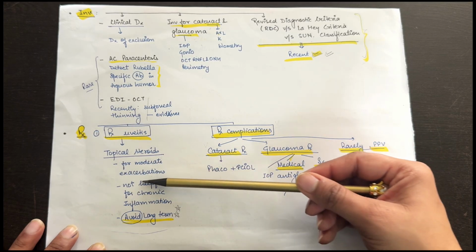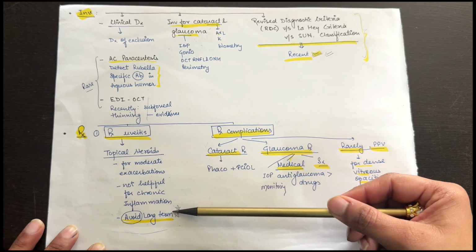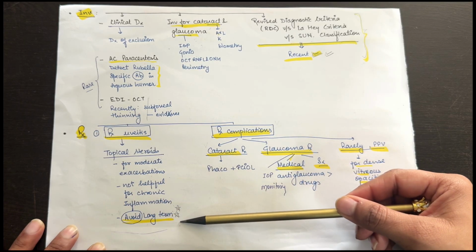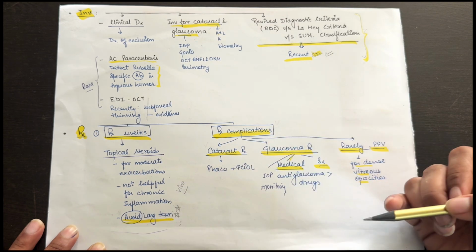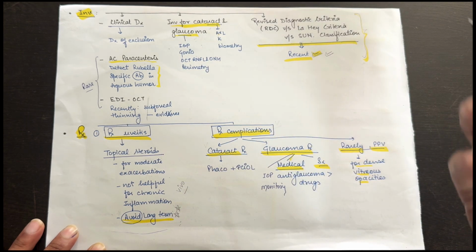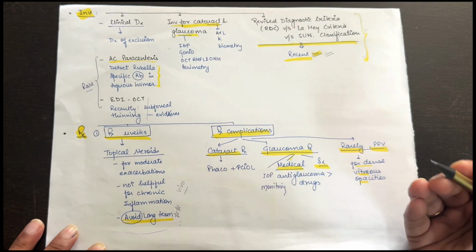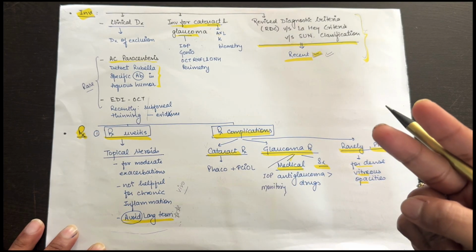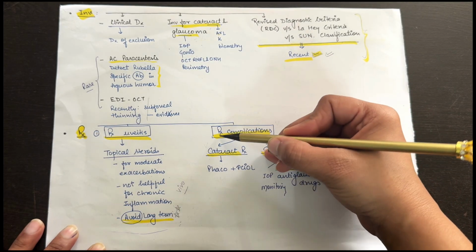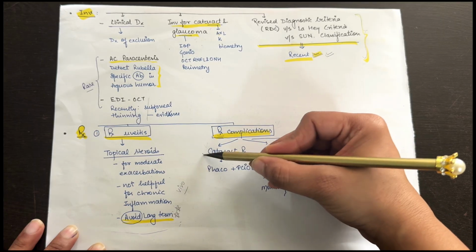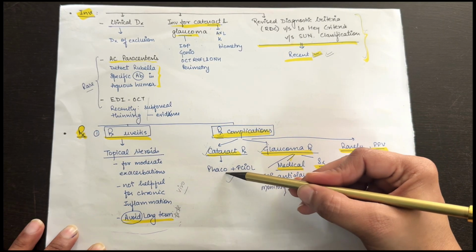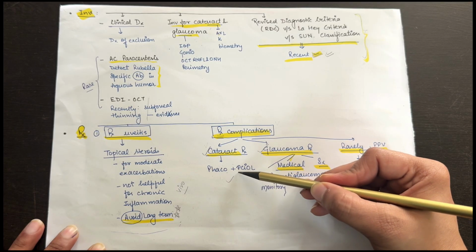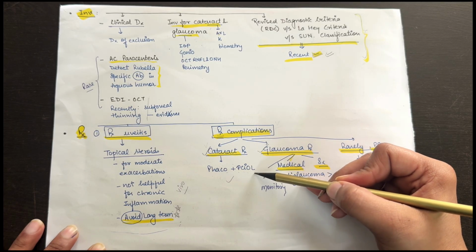Only for moderate exacerbations, topical steroids are considered. Otherwise, there is no actual role of topical steroids in Fuchs. So in Viva also, examiners are fond of asking this, and while checking your answer, this is important. Then the second important thing in management is that you mainly treat the complications like cataract and glaucoma. So for cataract, you go for surgery, phacoemulsification plus posterior chamber intraocular lens placement.